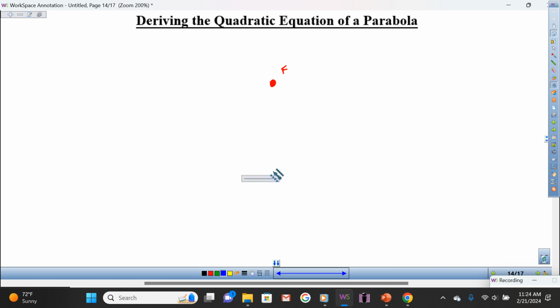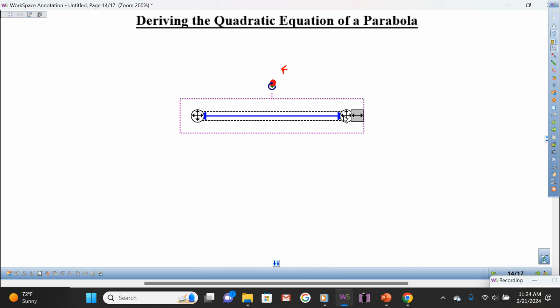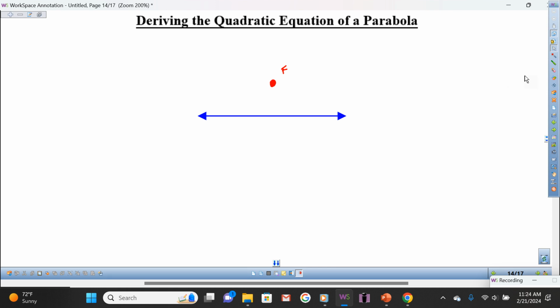What else do we need, guys? A line, don't we? What is that known as? Directrix. That's going to be in blue. I'm going to label it Directrix. All right.